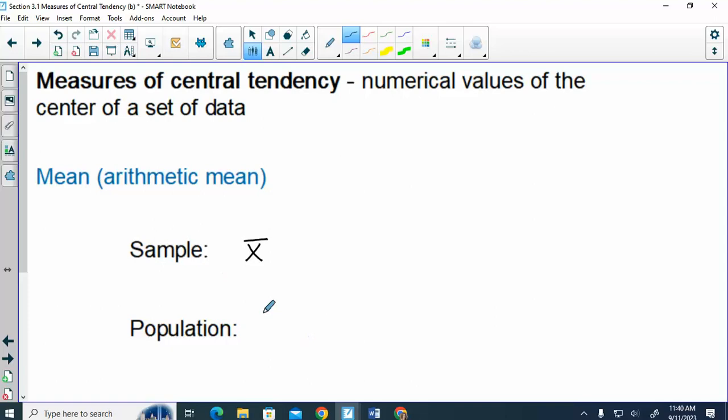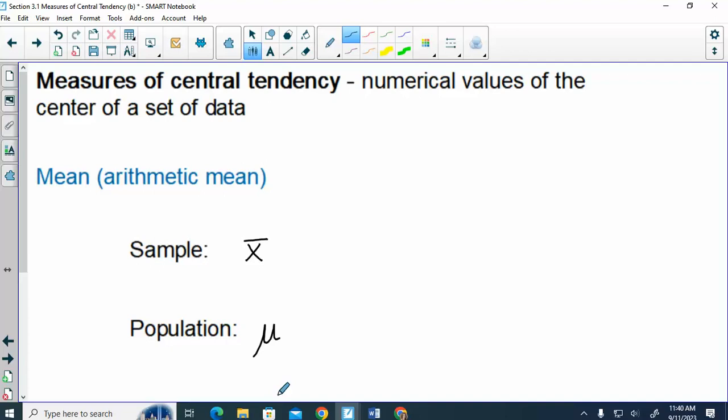If we're talking about the population, they use Greek letters. So this U-looking thing with a really long tail in front, that's called a mu. So if we're talking about the entire group, the population, we'll use mu to represent mean. If we're looking at a sample, we'll use X bar.